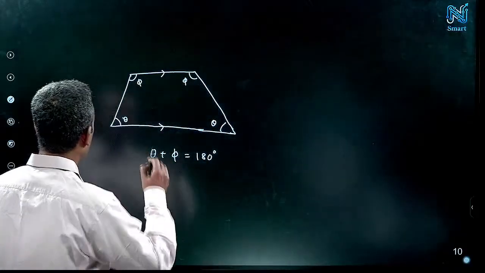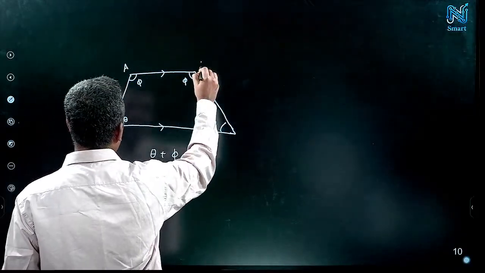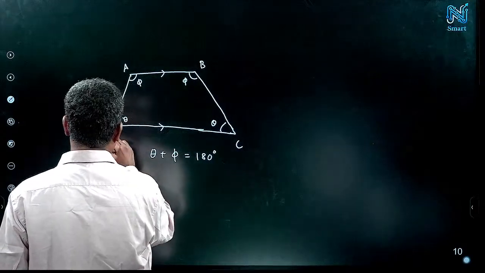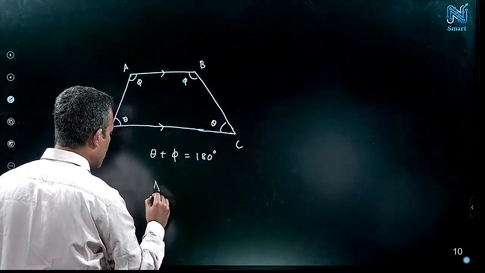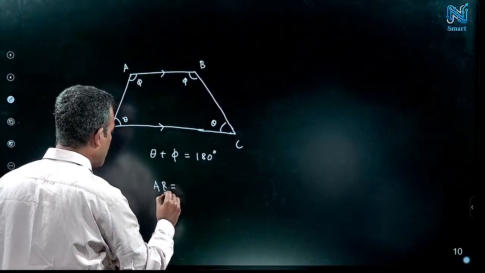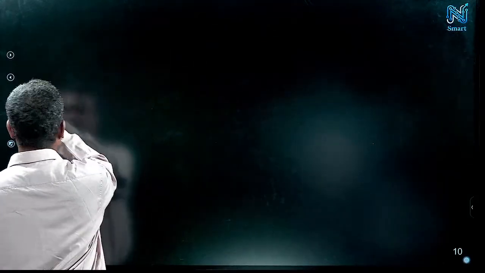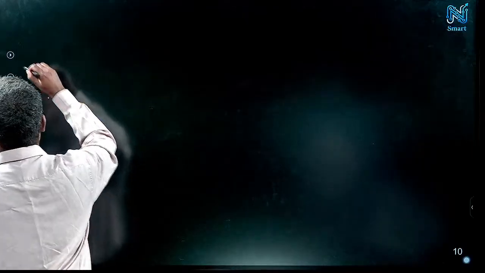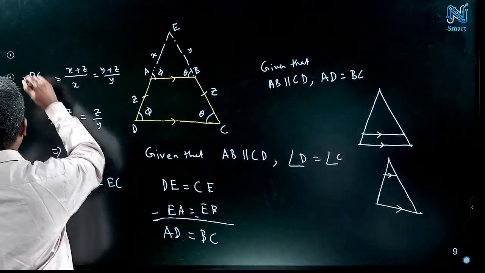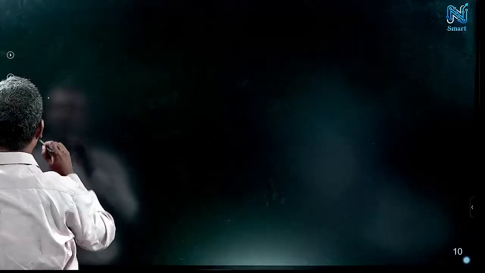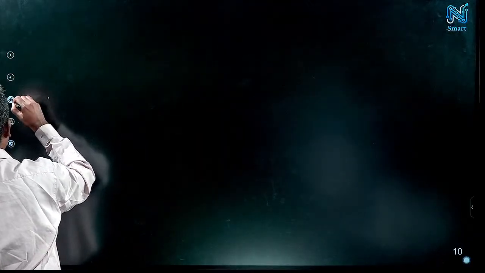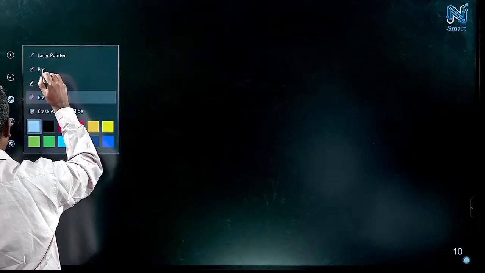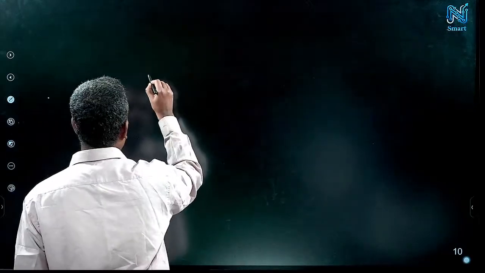To draw an incircle, what do we need? We need AB plus, AB plus what? Okay, we can draw this.